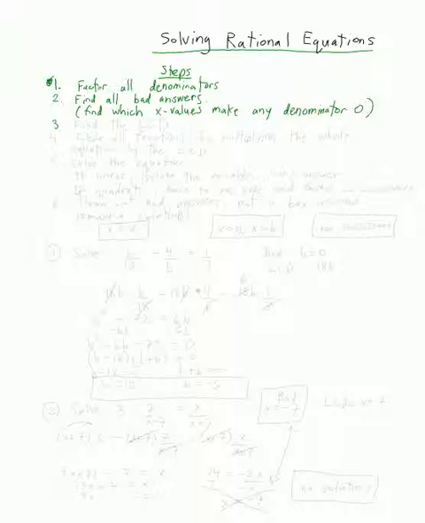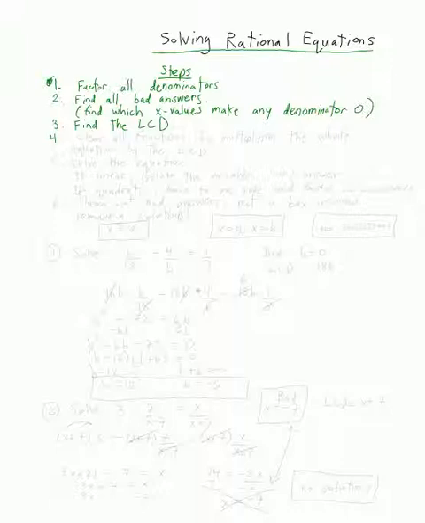Okay, step 3. We're going to find the LCD. Now the LCD is just going to be the product of all the powers of all the factors, right, of the greatest ones. We did this in adding and subtracting rational expressions. So we talked about how to find the LCD.